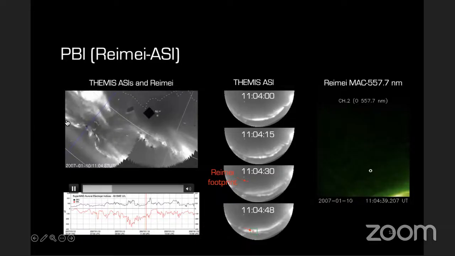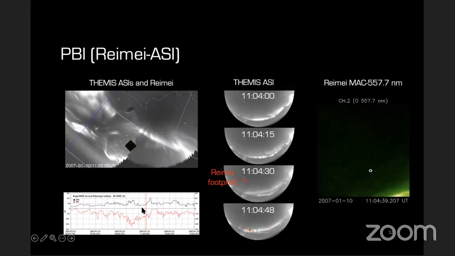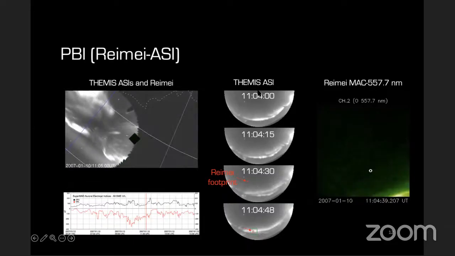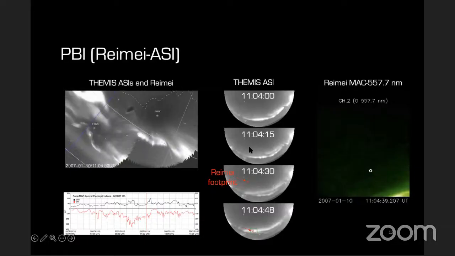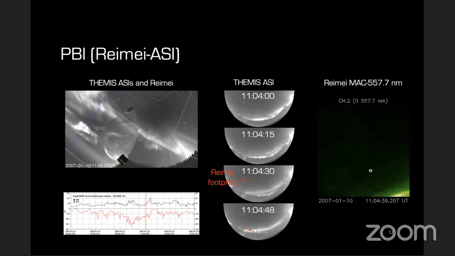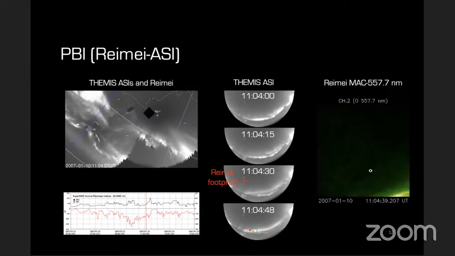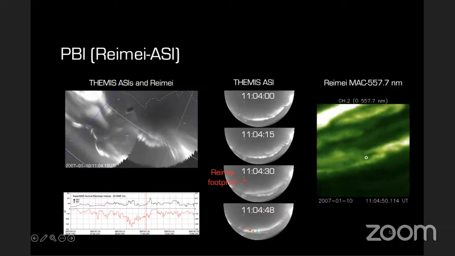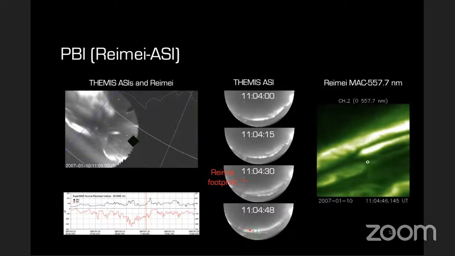This event happened in the late recovery phase of a substorm. From this movie and this full snapshot, we can see a PBI is initiated around here and then expands azimuthally with increasing its luminosity. Just after the PBI initiation, Rayleigh crossed over the PBI. At that time, Rayleigh observed a dynamically moving auroral form like this.